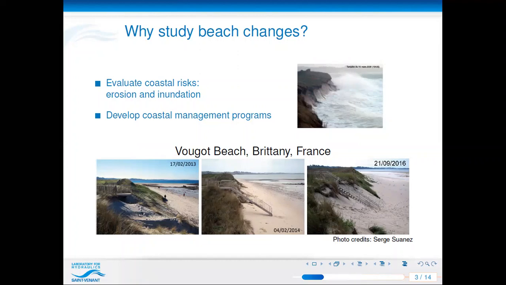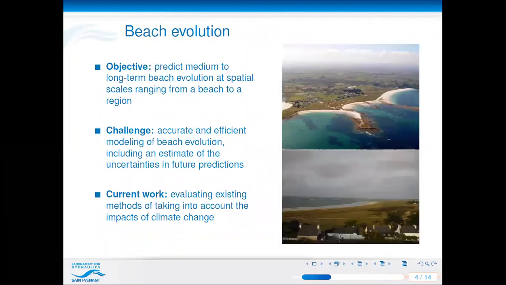And then a year later, in 2014, after the passage of a series of large storms, like the image shown in the top right, we have large waves that come and attack the bottom of the dune base. There's a significant amount of erosion, but then we see in 2016, 2.5 years later, how the beach has recovered. So we'd like to understand better the processes controlling this, and also to be able to predict them with models and allow us to help develop coastal management programs.